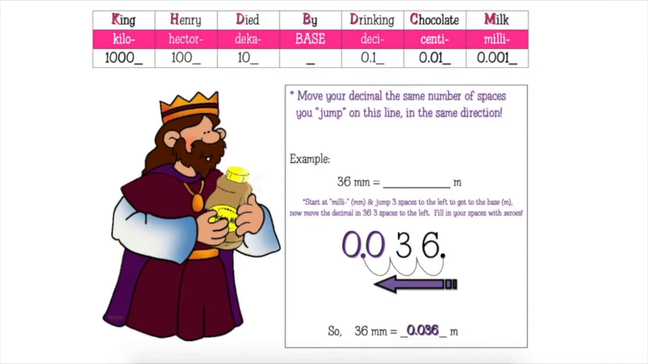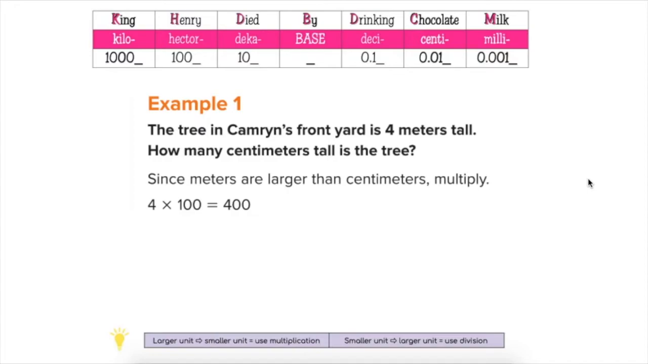Let's take a look at the example from this week. Example 1. The tree in Cameron's front yard is 4 meters tall. How many centimeters tall is the tree? So we are starting off again with our meters, which is the base, gram, meters, and liters. And I have 4 meters, and I'm moving to centimeters.